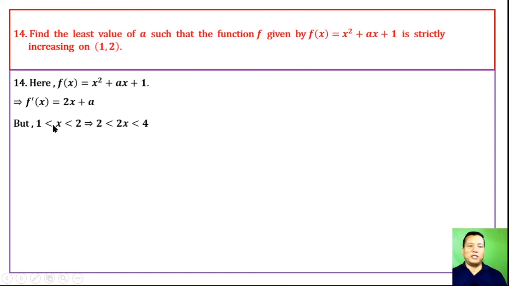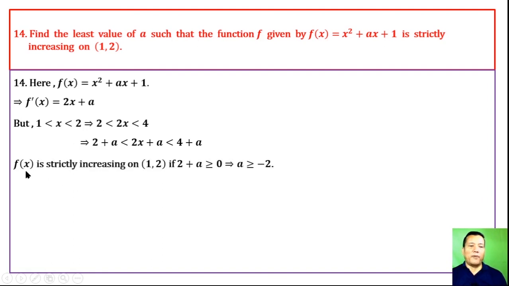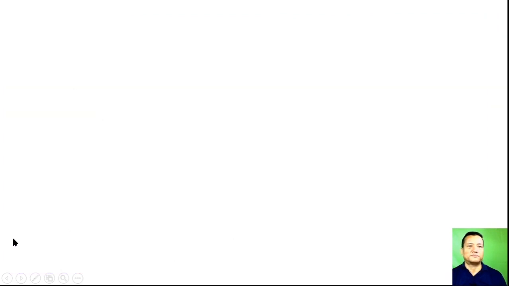Multiplying each term by 2, we get this. And adding a to each term, we get this. And f of x is strictly increasing in the open interval 1, 2 if 2 times 2 plus a is greater than or equal to 0. That is, a is greater than or equal to minus 2. Therefore, 2 plus a equal to 0 gives a equal to minus 2. Thus, the least value of a is minus 2. The required least value of a is minus 2.